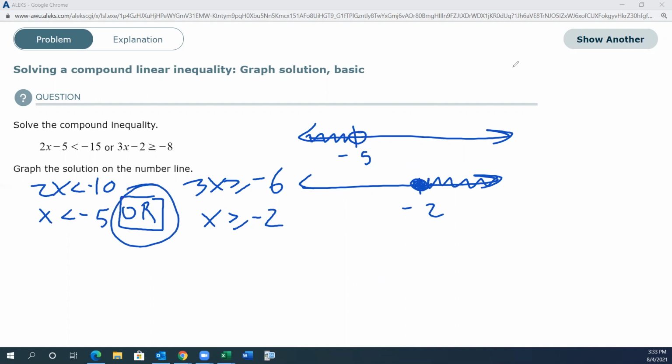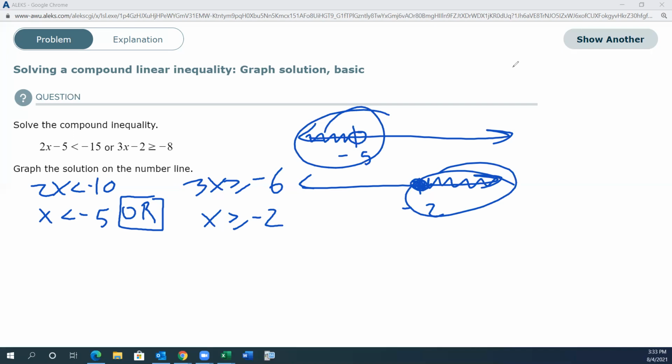It's an or. And what an or means is you just keep everything. Okay, so for something to be in the solution set, it just needs to satisfy this or this. It doesn't have to do both. It doesn't have to do one and the other.